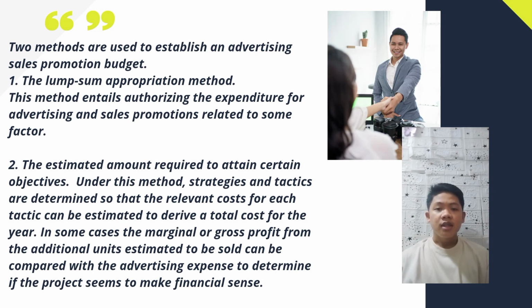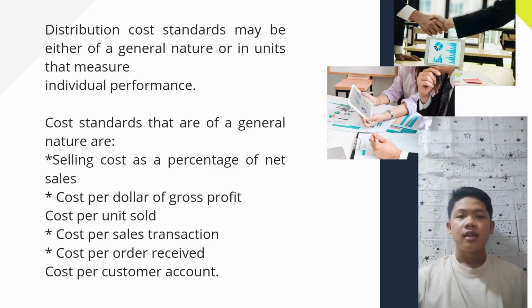Under this method, strategies and tactics are determined so that the relevant cost for each tactic can be estimated to derive a total cost for the year. Distribution cost standards may be either of a general nature or in units that measure individual performances. Cost standards that are of a general nature are selling cost as a percentage of net sales, cost per dollar of gross profit, cost per unit sold, cost per sales transaction, cost per order received, and cost per customer's account.